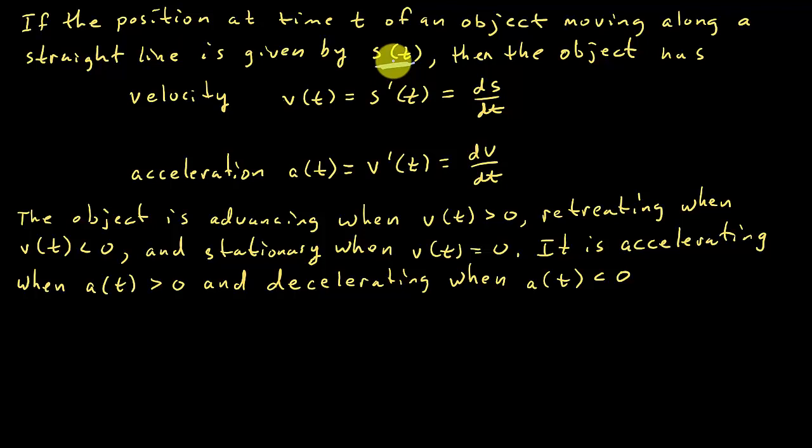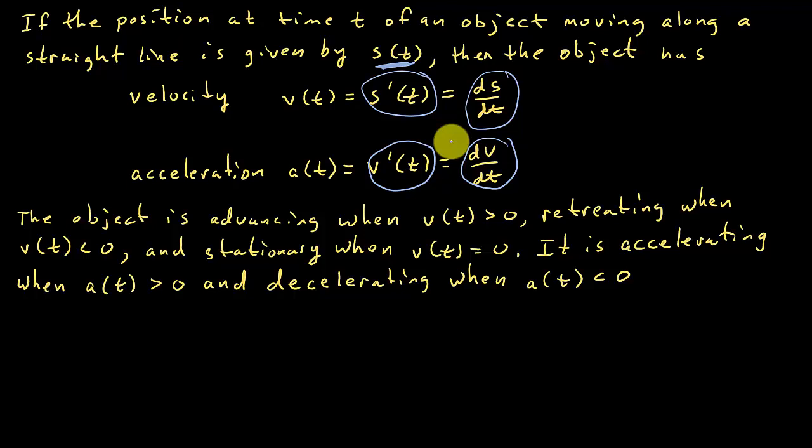Then the object has a velocity, which we'll represent with v of t is equal to s prime of t, or you can write it as the derivative like this, the derivative of s with respect to t. This and this mean the same thing. We're just taking the derivative of our position function. And then it has acceleration, a of t is v prime of t, or we can write it as dv dt. So all this means the same thing as this. It's just a different notation. Basically, all it is, we're taking the derivative of the velocity function.